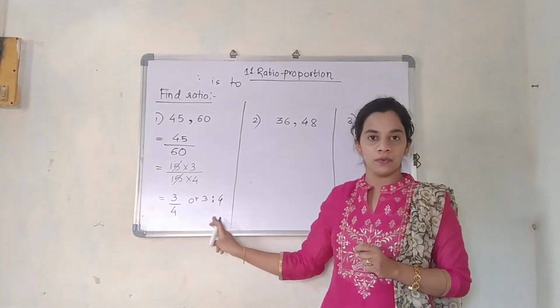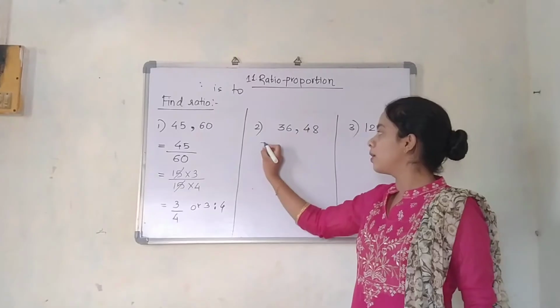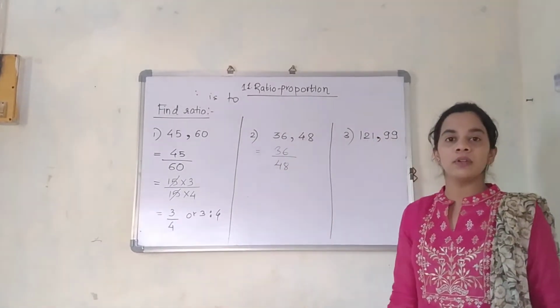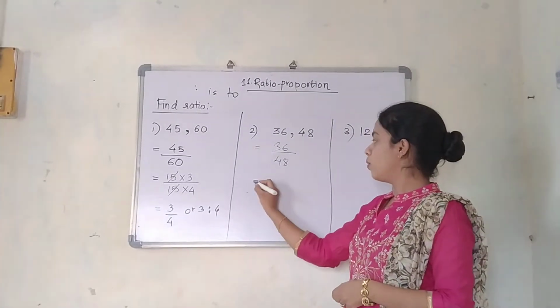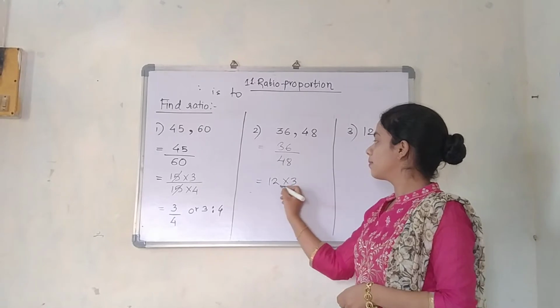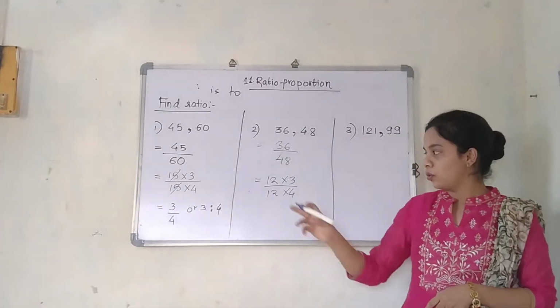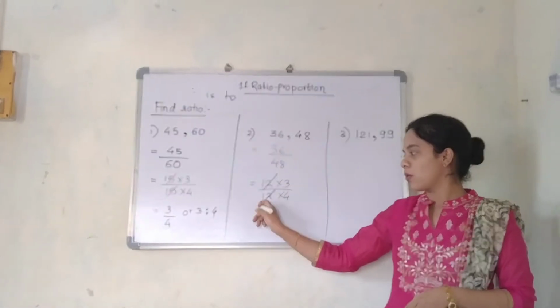3 is to 4. The next question, 36 upon 48. What I will do? Equal to sign, 36 on top, 48 down over here. Now 36 and 48 are coming commonly in which table? 12's table. So 12 threes are and 12 fours are. 12 threes are 36, 12 fours are 48. 12 is common.